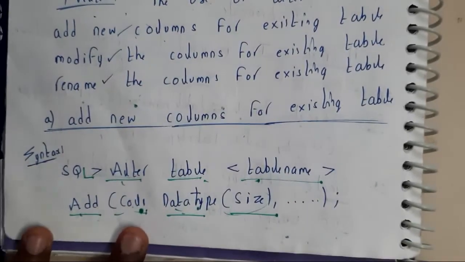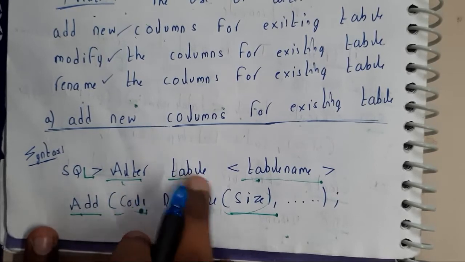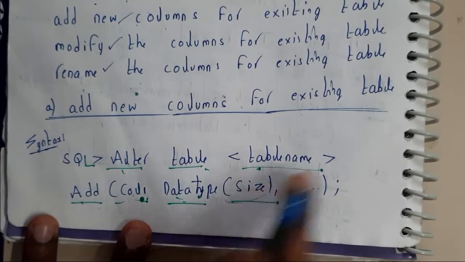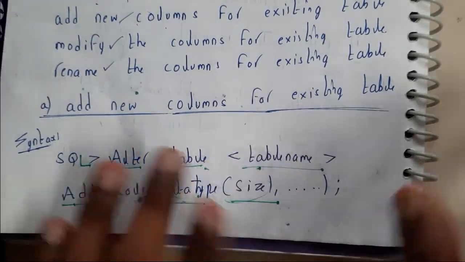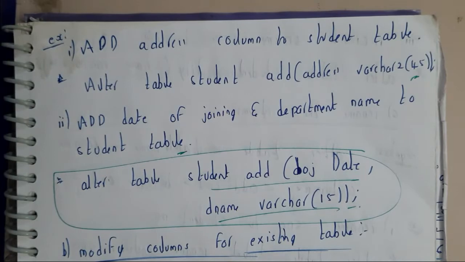So first let us go through adding a new column. The syntax will be in this way: alter table name, add column name, data type, and size. The syntaxes will always be really easy and simple to understand, guys. It will be just like English. So just as you say create table, you just create a table with the table name, exactly like that you will be saying this.